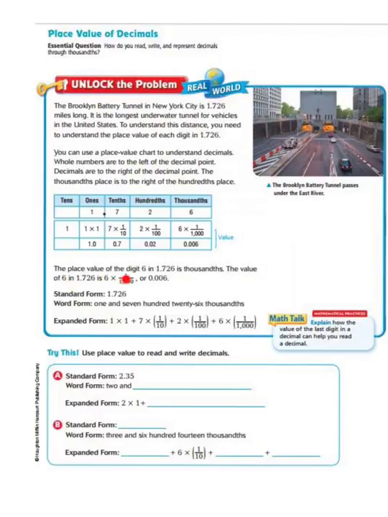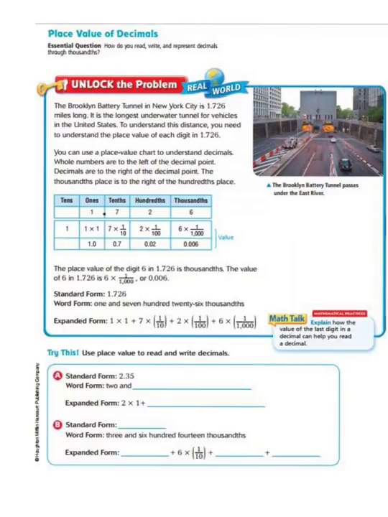So the place value of the digit 6 in 1 and 726 thousandths is the thousandths, because we have our whole number of 1, our decimal point, and 726 thousandths. So the 6 is in the thousandths place. The value of 6 in 1 and 726 thousandths is 6 times 1/1000, or 0.006.